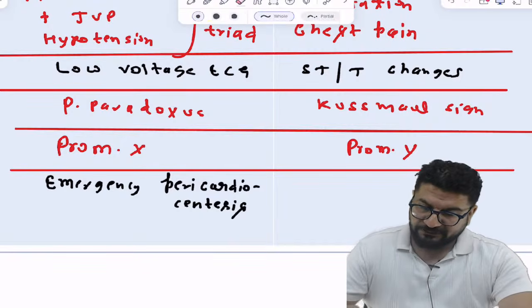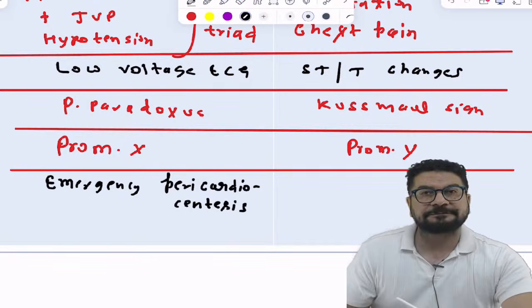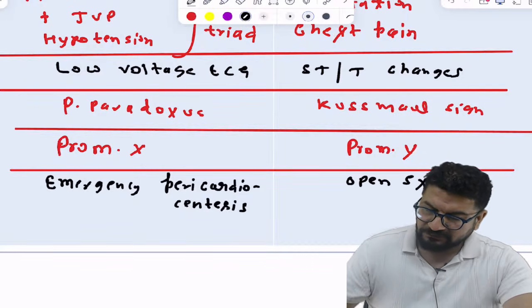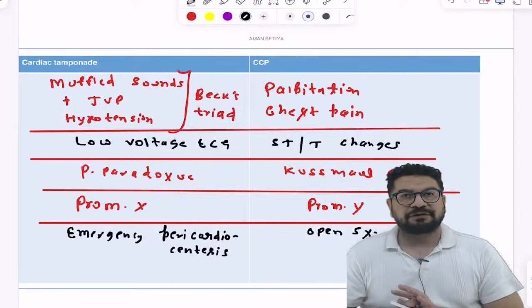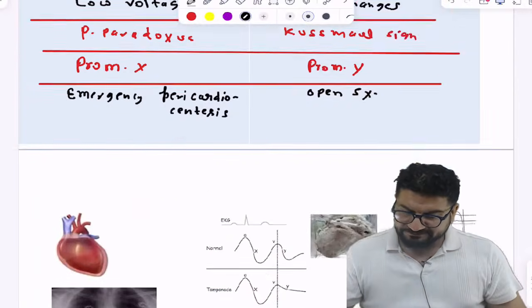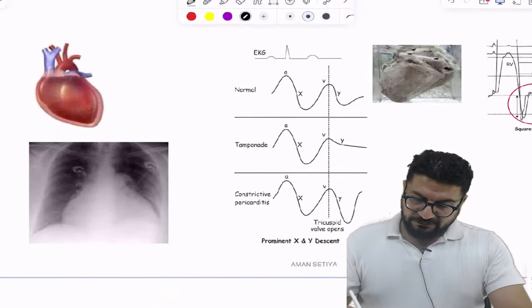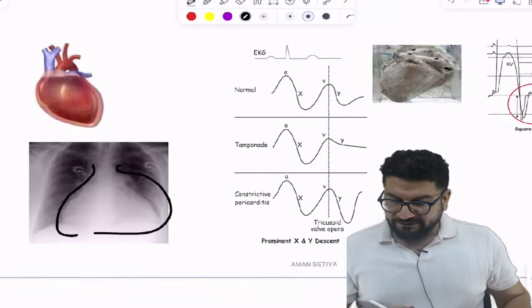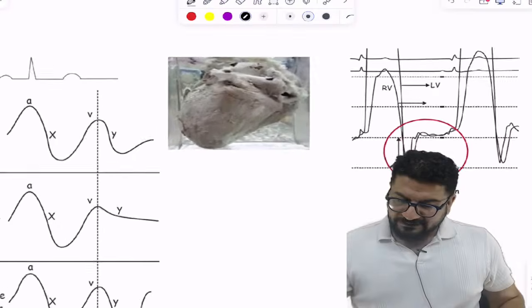But in a patient who is having chronic constrictive pericarditis, here what we will do is an open surgery. So these are the differences between cardiac tamponade and chronic constrictive pericarditis. Okay, look at here, you can notice this is like a money bag appearance, we call this money bag or Portley bag appearance, and this is chronic constrictive pericarditis.